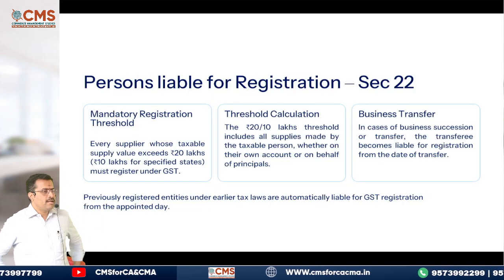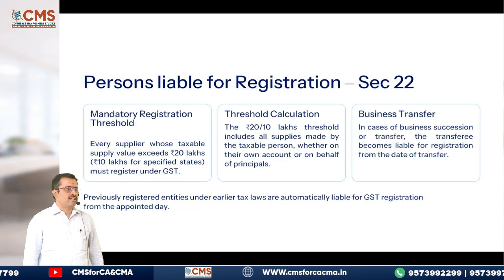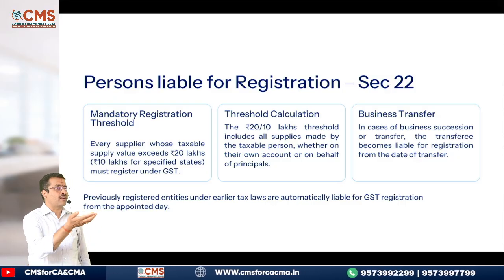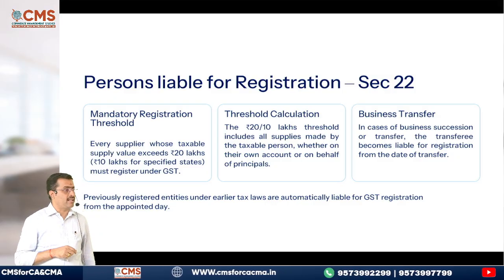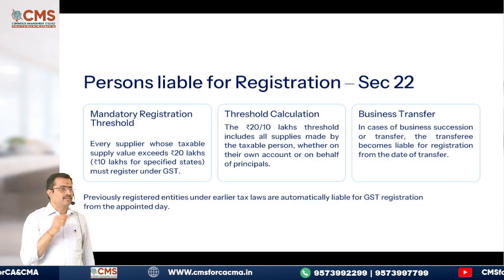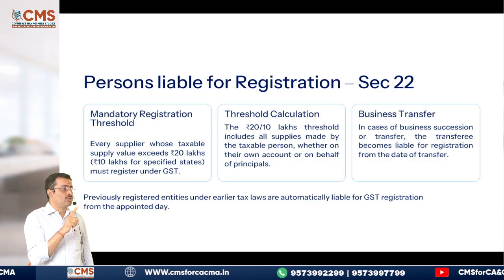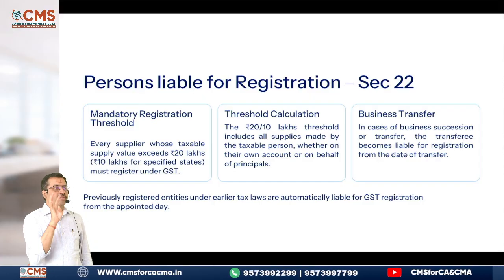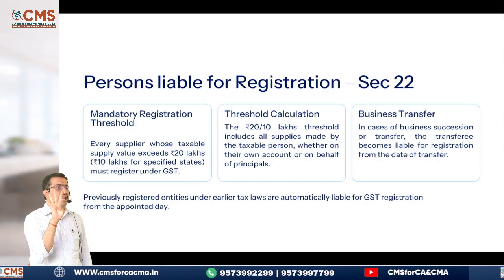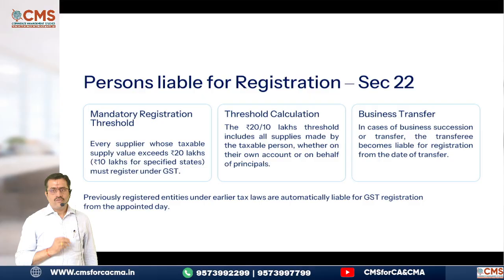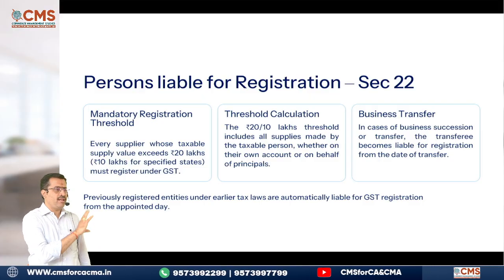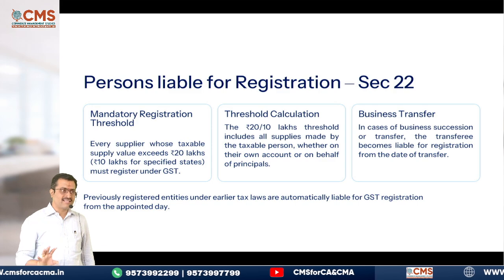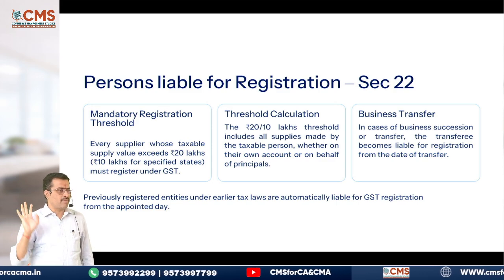First, persons who are liable for registration. Once their turnover exceeds 20 lakhs, or 10 lakhs in case of special category states, as I told. Sometimes instead of 20 lakhs, for those who are rendering services alone, the turnover limit will be 40 lakhs instead of 20 lakhs. I have given you a summary. I'll show you for which states 20 is applicable, which states 10 is applicable, and which states 40 is applicable.